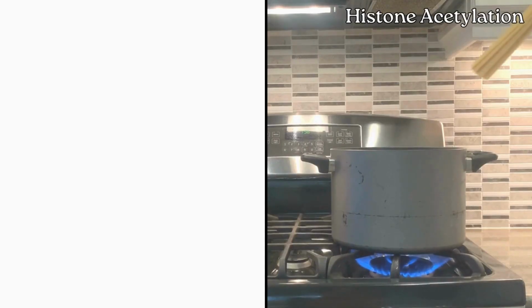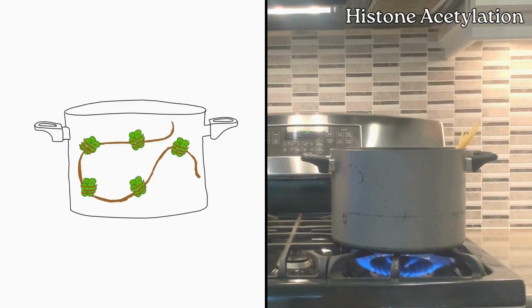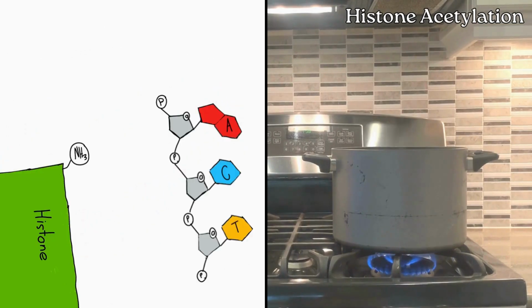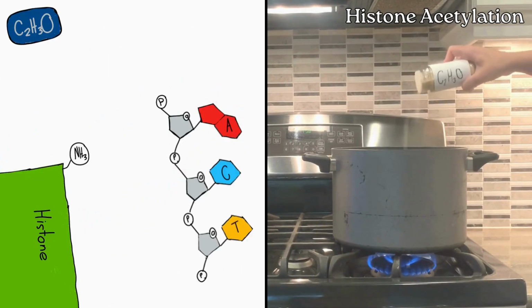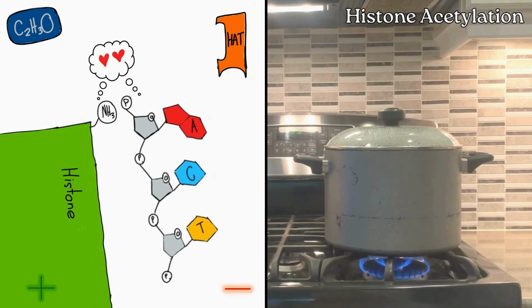In histone acetylation, we still start with our chromatin, just remembering our histones. We add in our spices, but different ones, acetyl groups and HAT enzymes. When cooking, you gotta remember that your histones and DNA have opposite charges. That's why they bind. They're dating.